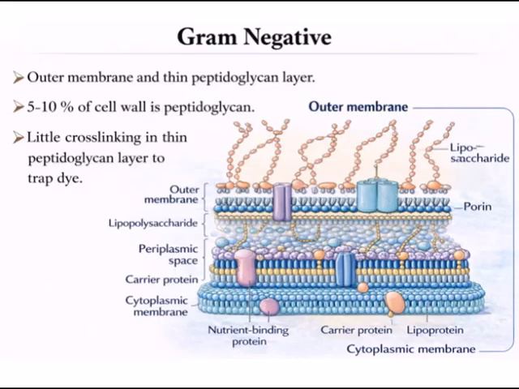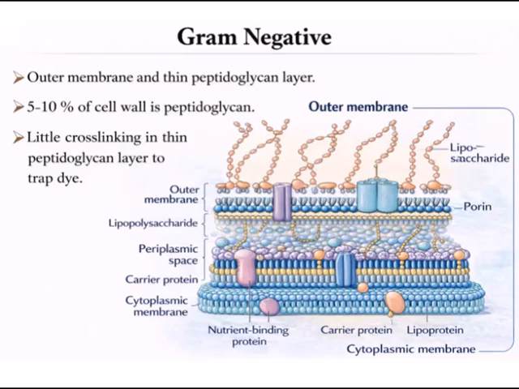Lipopolysaccharide, a major component of the outer membrane, is composed of lipid A (endotoxin), core polysaccharide, and O antigen.